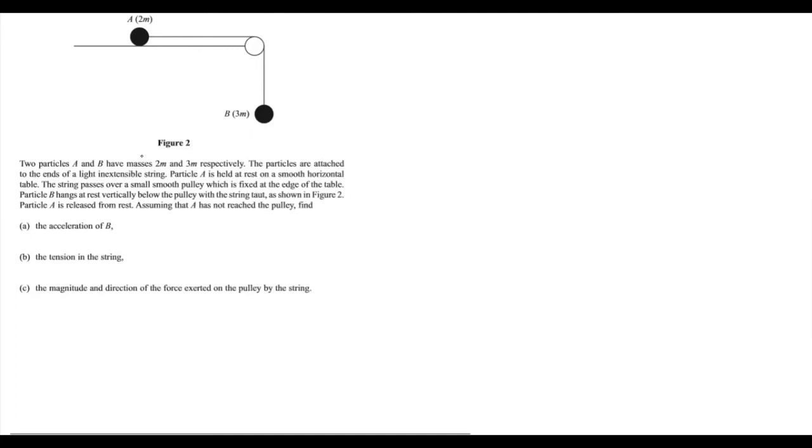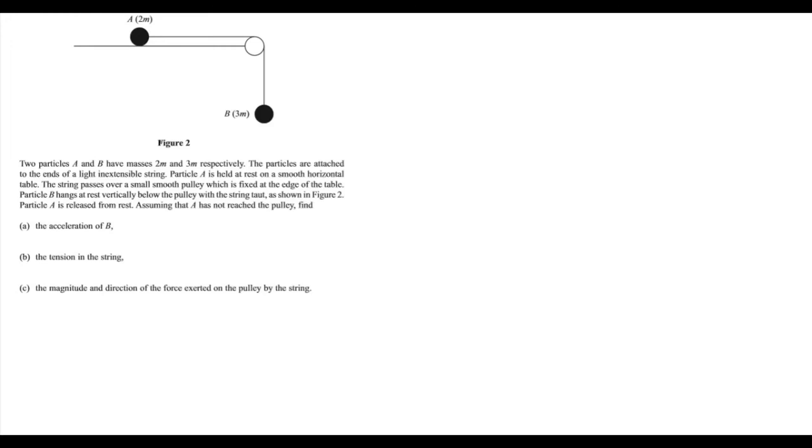So two particles A and B have masses of 2m and 3m respectively. The particles are attached to the ends of a light inextensible string. So because it's inextensible, the acceleration is going to be the same for everything. Because it's light, we don't have to worry about the mass of the string. Particle A is held at rest on a smooth horizontal table. So smooth, there's no friction, there won't be an F.